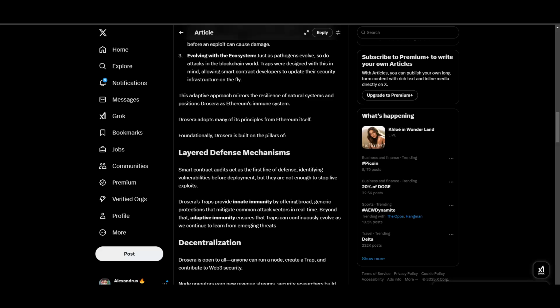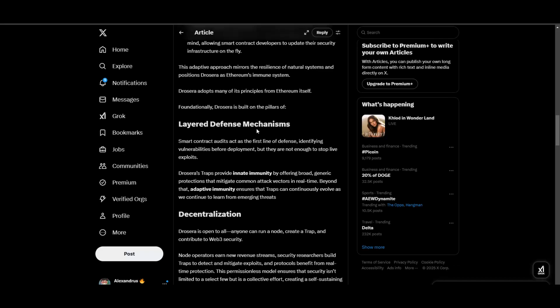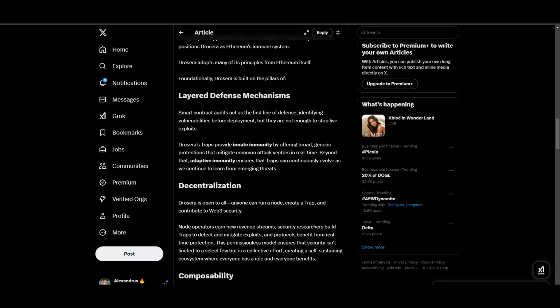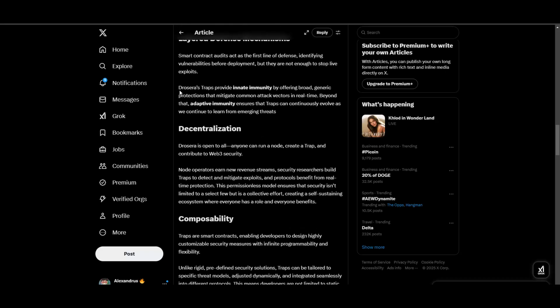Drosera adopts many of its principles from Ethereum itself. Foundationally, Drosera is built on the pillars of a layered defense mechanism. Smart contract audits act as the first line of defense, identifying vulnerabilities before deployment, but they are not enough to stop live exploits. So then the traps come in, and they provide innate immunity by offering broad generic protections that mitigate common attack vectors in real time. Beyond that, adaptive immunity ensures that traps can continuously evolve as we continue to learn more from emerging threats.